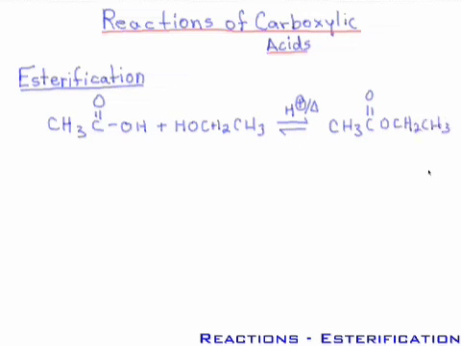Water is given off in this reaction, and because it's an equilibrium, it's advantageous to remove the water to drive the equilibrium to the right. Water will, as we learned in the preparation of carboxylic acids, cause ester, which is a carboxylic acid derivative, to convert back to carboxylic acid.